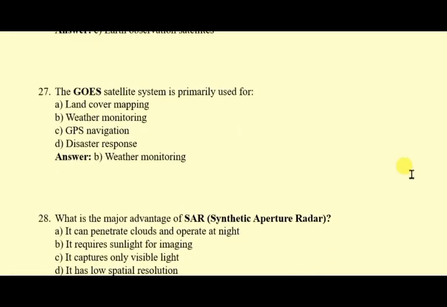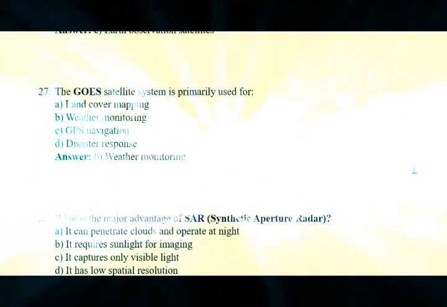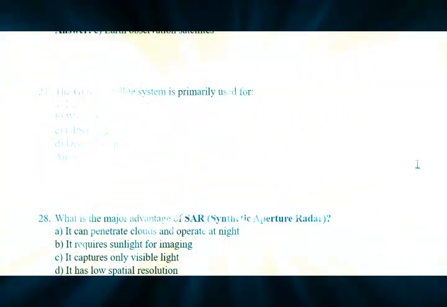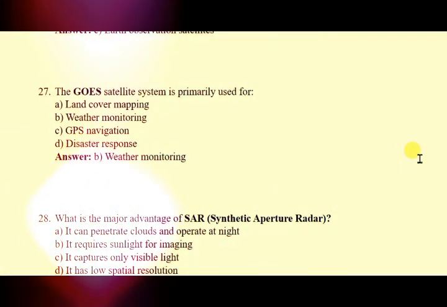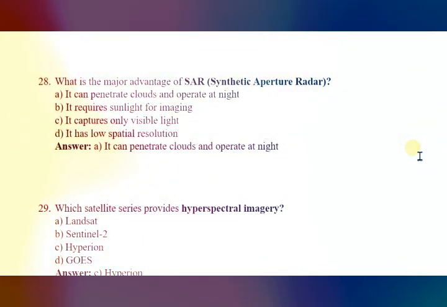Question 27. The GOES satellite system is primarily used for land cover mapping, weather monitoring, GPS navigation, disaster response. Here the right answer will be weather monitoring. Question 28.